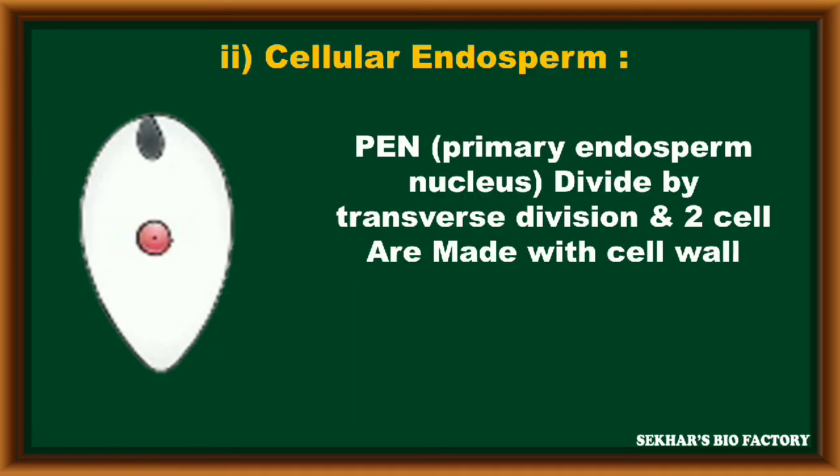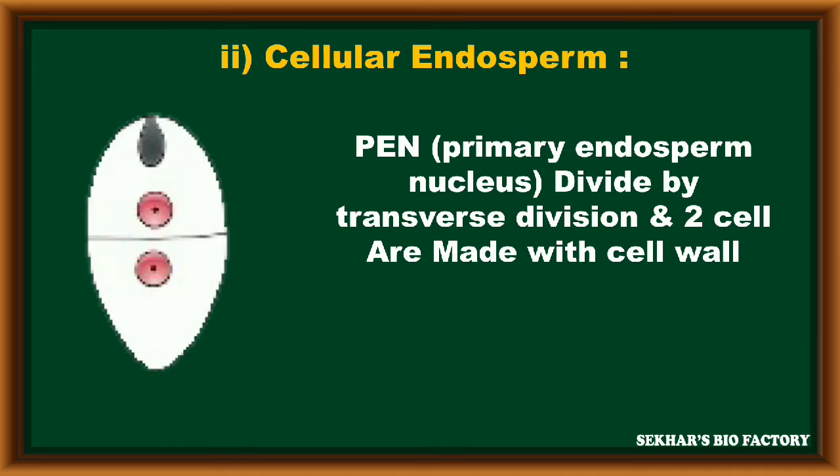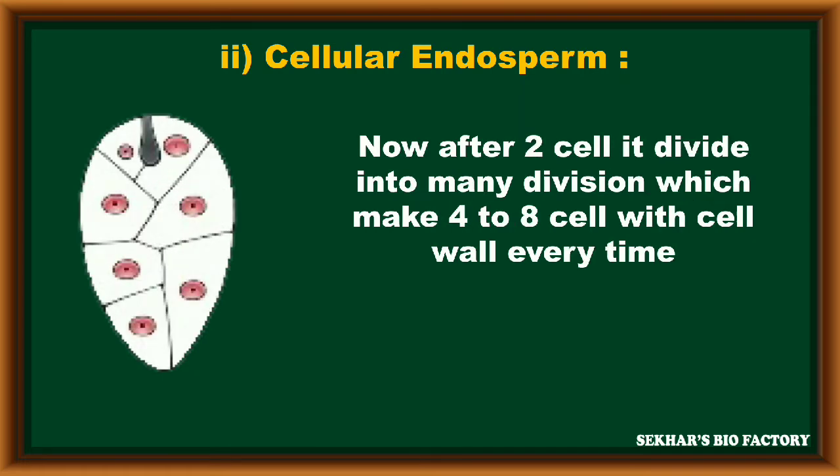The second type is cellular type. In this type of endosperm development, the primary endosperm nucleus undergoes first division transversely, which leads to the formation of a cell wall in between these two nuclei. Now, these two cells divide into many divisions, making 4 to 8, 8 to 16. Every time, cell wall formation is compulsory.